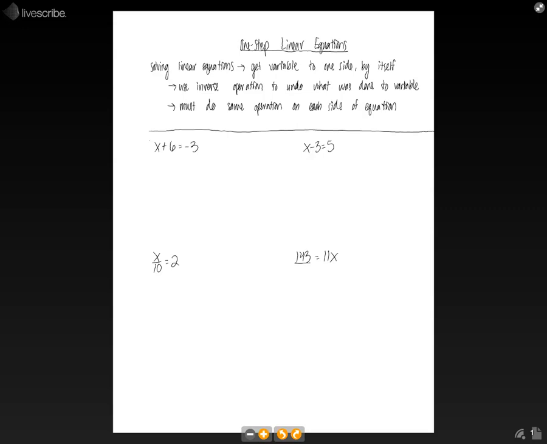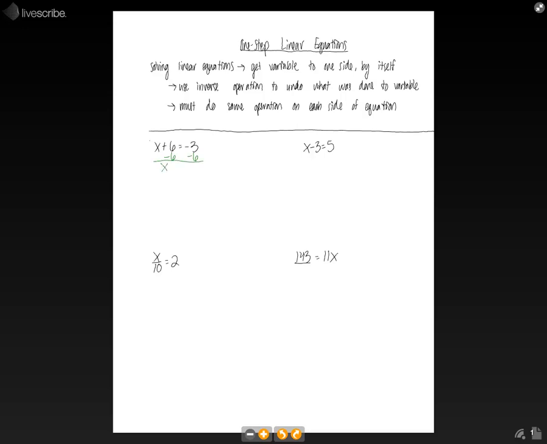So if we look at some examples, we have x plus 6 equals negative 3. And so we want to get the x by itself on one side of the equation, and we see that we are adding a 6 to the x. And so in order to do the inverse operation to get it by itself, we are going to subtract 6. And then we have to remember that we need to do this to both sides of our equation. So we're going to subtract 6 from both sides.